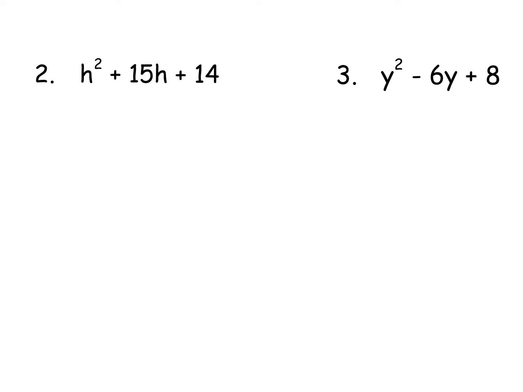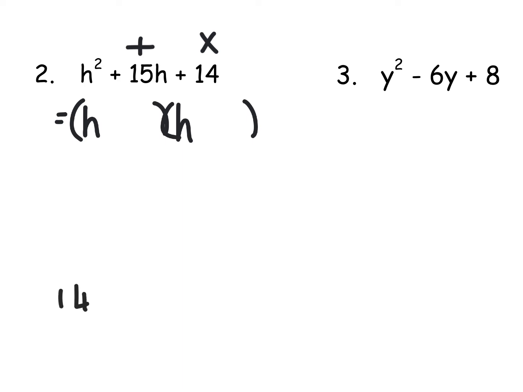So this one has got an H squared. So my open brackets are going to be H and H. Remember, we start with a 14. We're looking for numbers that multiply to 14 but add to 15. So you've got a couple of options for 14. You've got 14 and 1. I'm just going to write them down here. And you've got 2 and 7. You're looking for the combination that also add to 15. So it's got to be the 14 and the 1 combination. Everything is positive, so I know my signs match. So H plus 14, H plus 1.